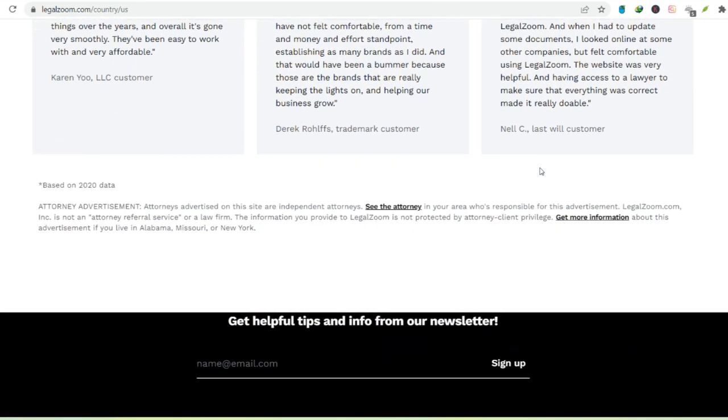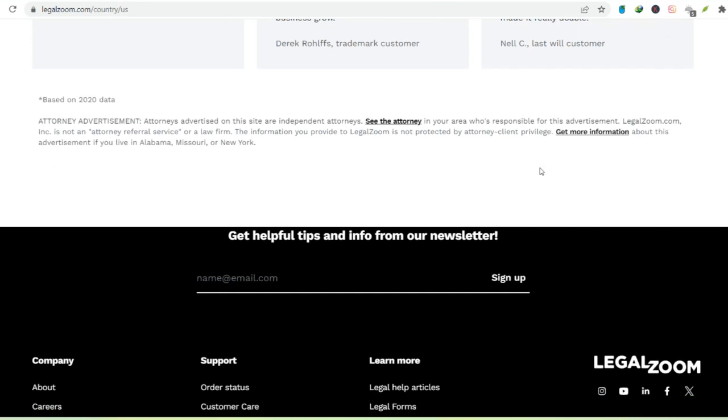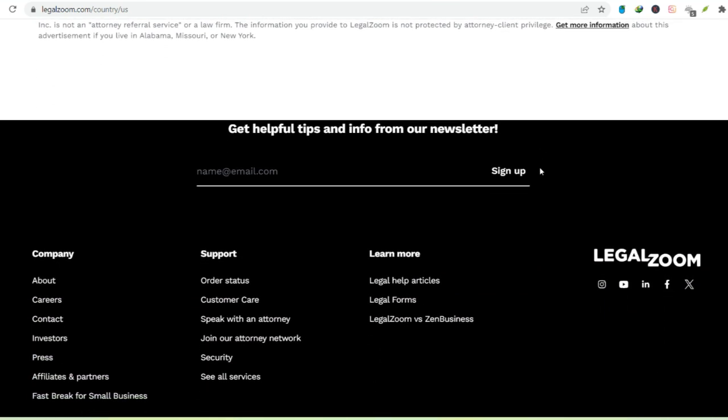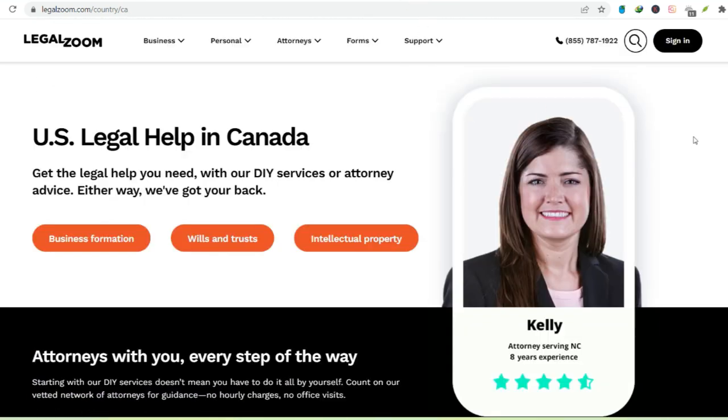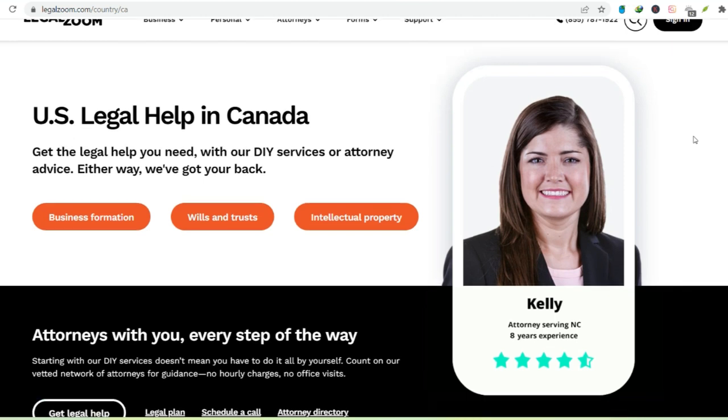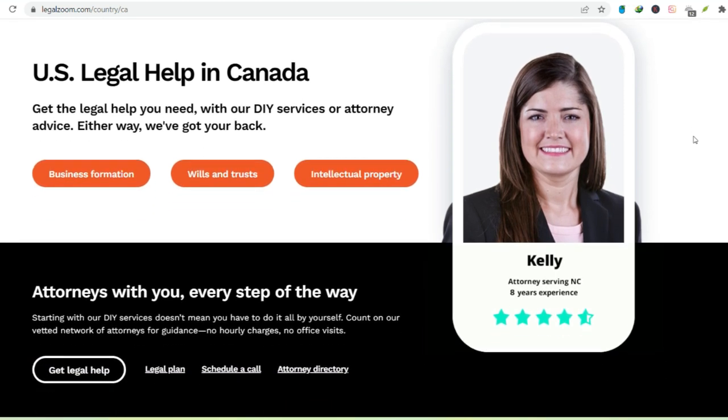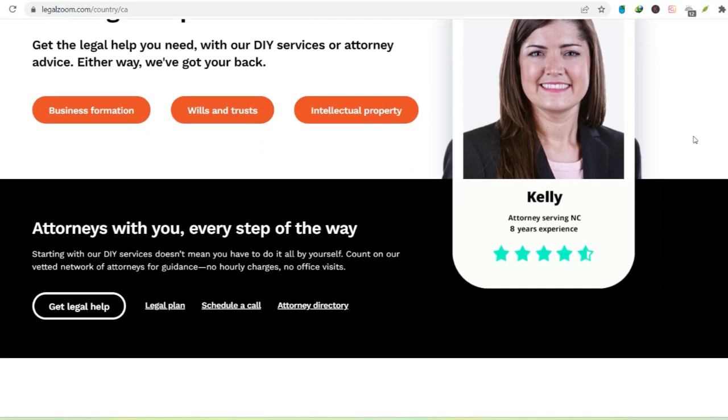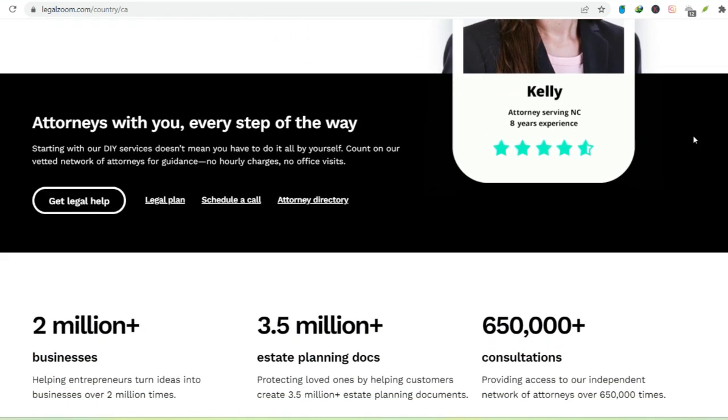Tip: document everything. Maintain thorough records of all communication with LegalZoom regarding your cancellation. This includes emails, confirmation numbers, and dates of actions taken. In the event of any discrepancies, having this documentation will prove invaluable.